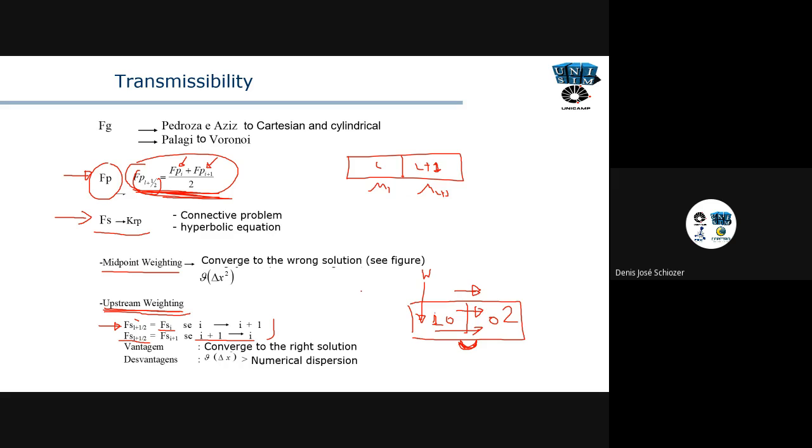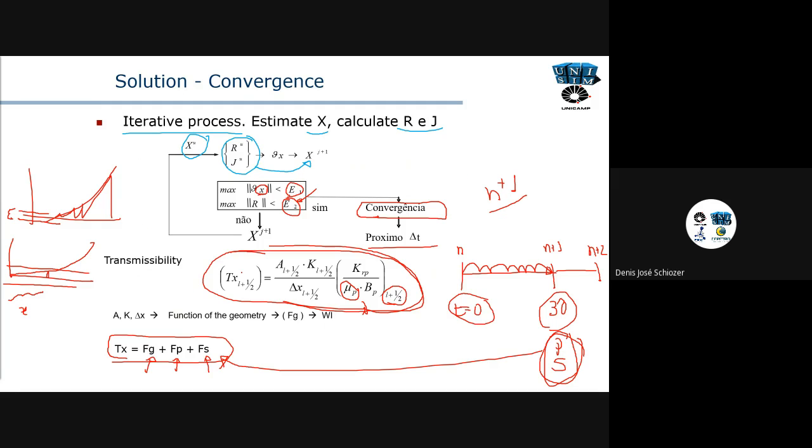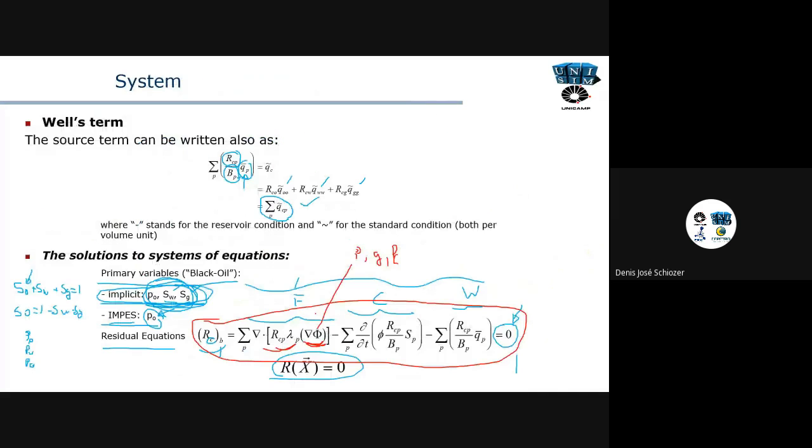Okay, at the end, this is the type of solution we have. We are going through this iterative procedure. We are going to solve this equation again, and this equation accounts for flux, accumulation terms, and well terms. The residuals should all go to 0.